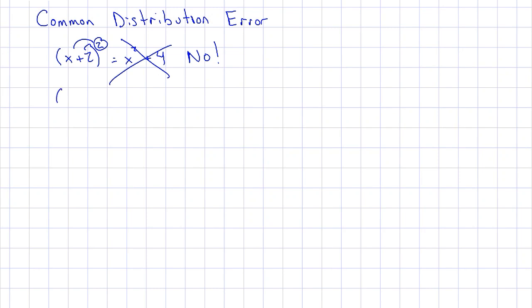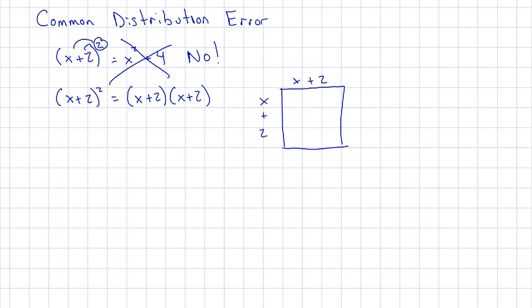Let's look at (x + 2)^2. Well, this is equal to (x + 2) times (x + 2). And if we think of distribution as this area problem, we have x + 2, x + 2, okay? So let's say this little area, that's going to be x^2. This area is 2x, this area is 2x, and this area down here is 4.